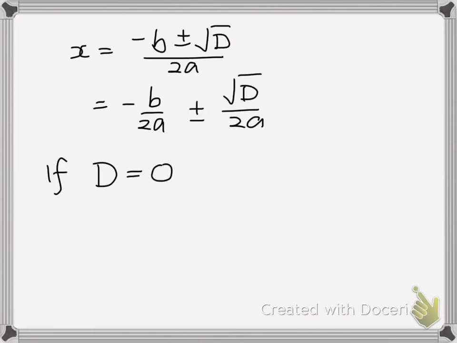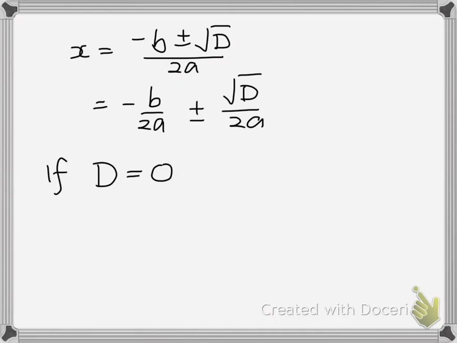First, if D equals 0, what can you tell about the roots? What is x equal then? It's just negative b over 2a. Whether you plus 0 or minus 0, it is still the same thing. Because it is quadratic, you always have a plus or minus, so two roots. But if D equals 0, these two roots are exactly the same, negative b over 2a plus 0 or minus 0.